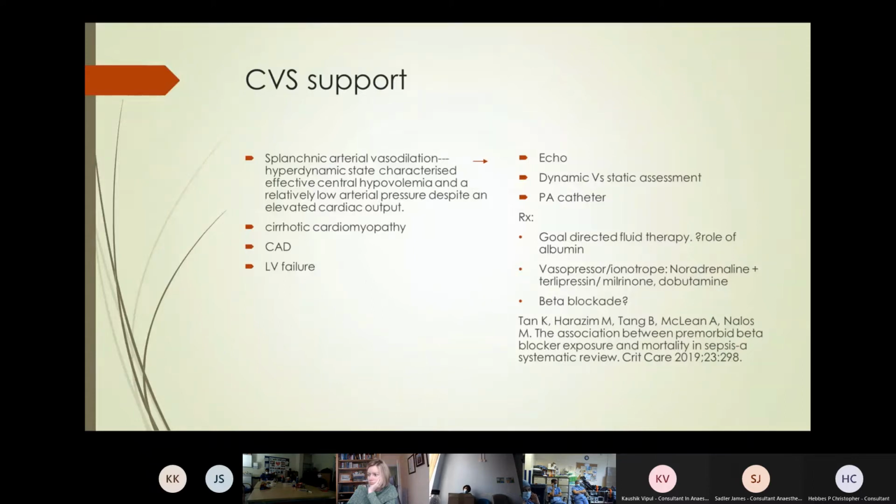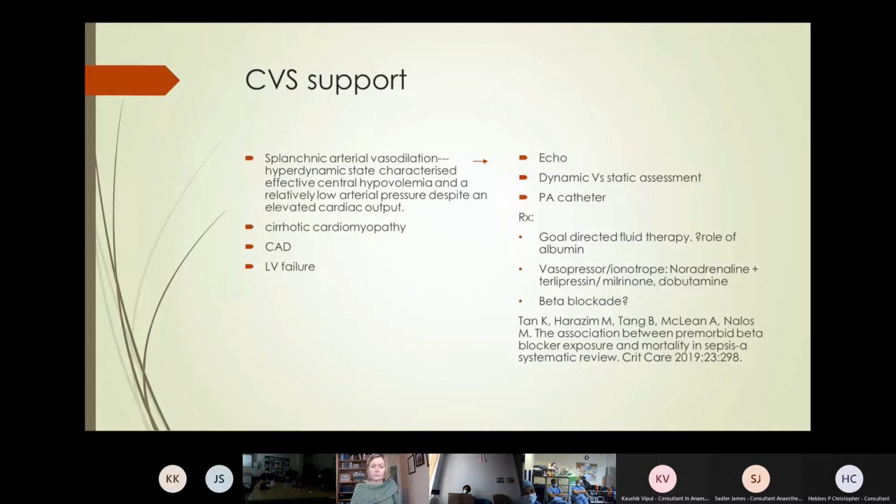There's a dynamic measurement. You can use a PA catheter. Dynamic assessment is said to be better than the static. However, we usually use static. The static will just guide if there's some response to the fluid therapy you're giving. If you feel that you've achieved a good fluid volume, then the next thing to consider will be vasopressors or inotropes, depending on what you find on your echo. So noradrenaline can be used. There's noradrenaline, terlipressin.